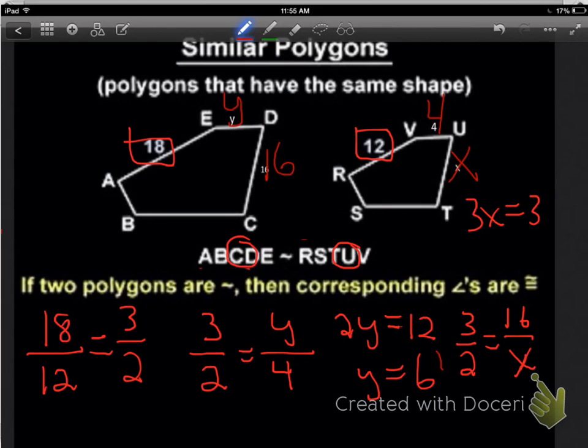32. X will be 32 divided by 3. Okay. That's about all you need to know. You ought to be able to do problems like these now.